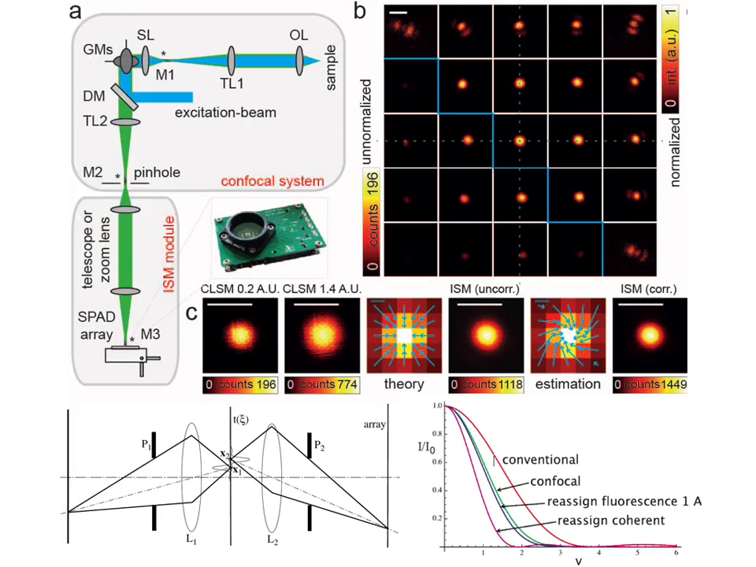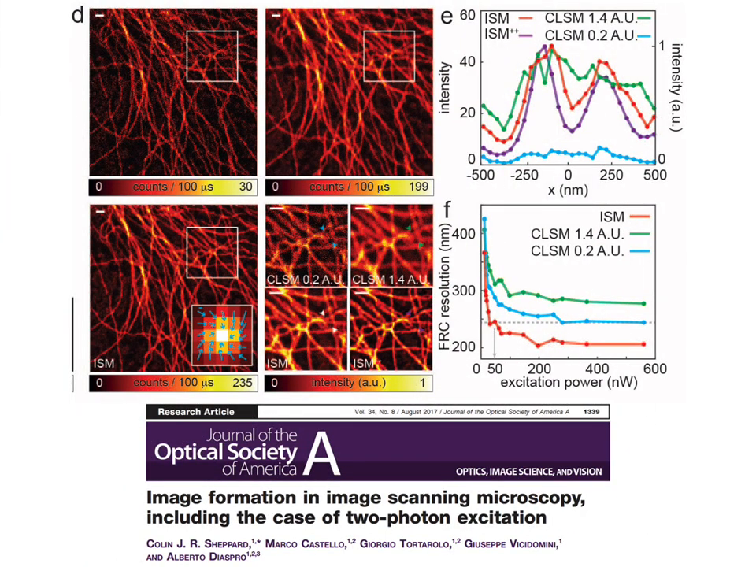And this is the reason why, taking advantage of all this information, image scanning microscopy, first introduced by Colin Sheppard and then demonstrated in a very brilliant way by Jörg Enderlein, is what we consider the way for performing imaging of the future. Image scanning: instead of using a single point, you have a camera or you have an array. And then you take advantage of all the information spread in the different elements of the array to reconstruct your image. You can play this game under linear excitation of fluorescence or two photon excitation of fluorescence, it doesn't matter. I think this is a very interesting paper about this topic, image formation in image scanning microscopy, including the case of two photon excitation.